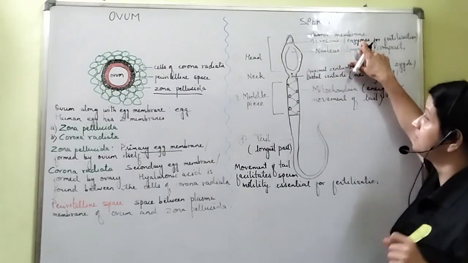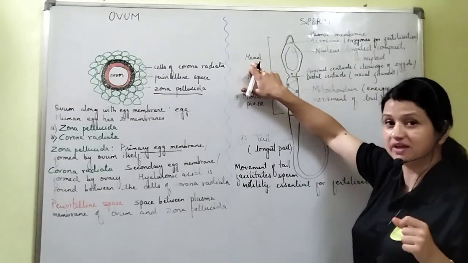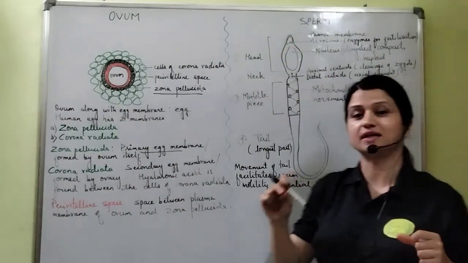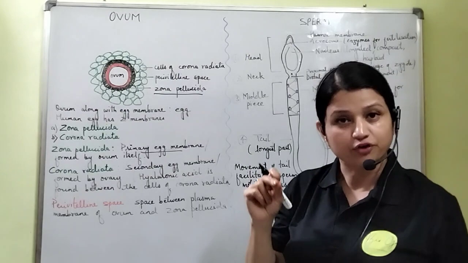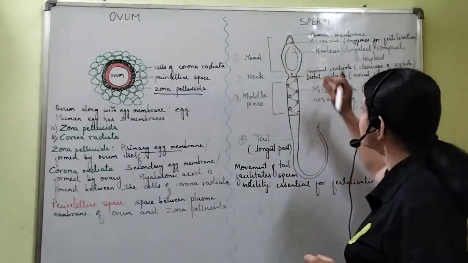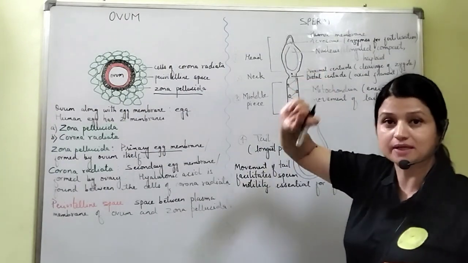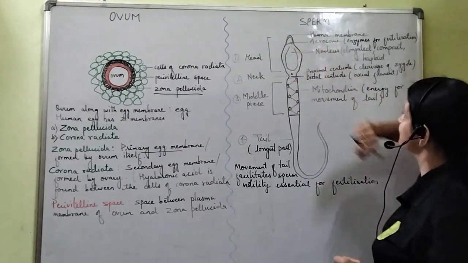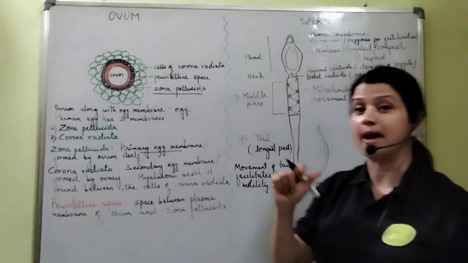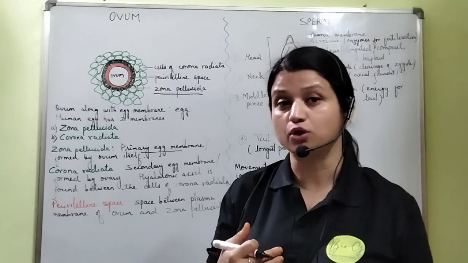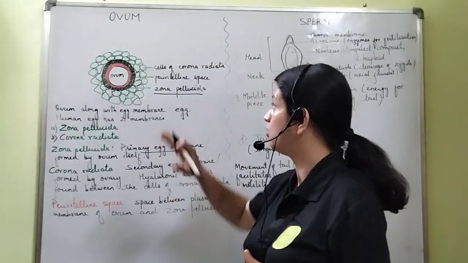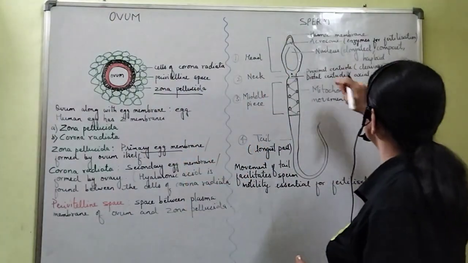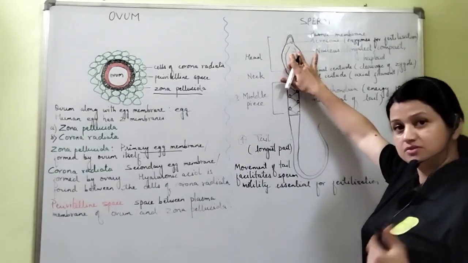Clear? So when they ask what is the function of the head, you can write that the head contains acrosome, and acrosome contains the enzymes which are required for fertilization. Clear? Second thing, in head, what is present? Nucleus is present. Now this nucleus is elongated, compact, and haploid because it is formed after meiosis. Remember, ovum is also haploid and your sperm is also haploid. Clear? And the nucleus contains the genetic material.